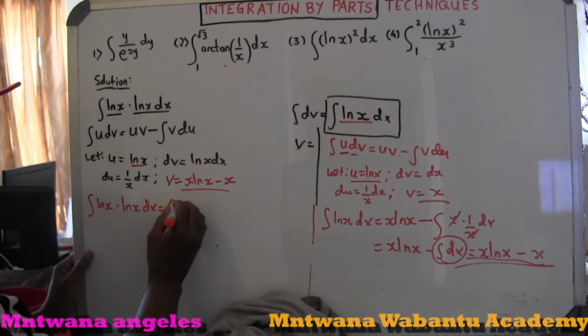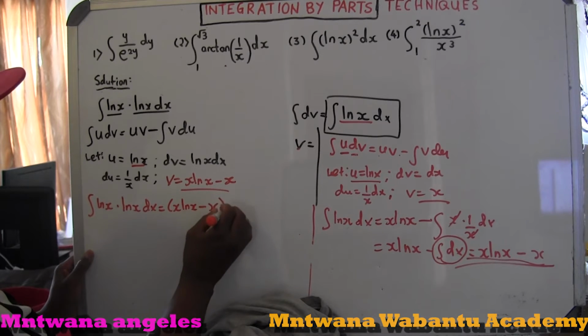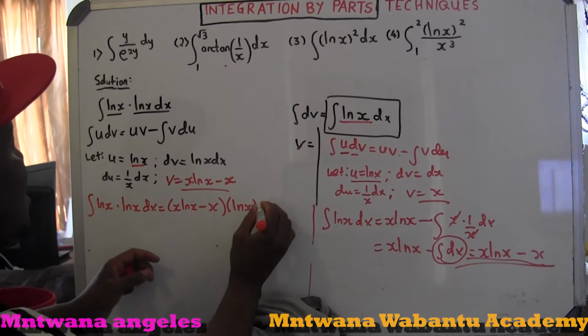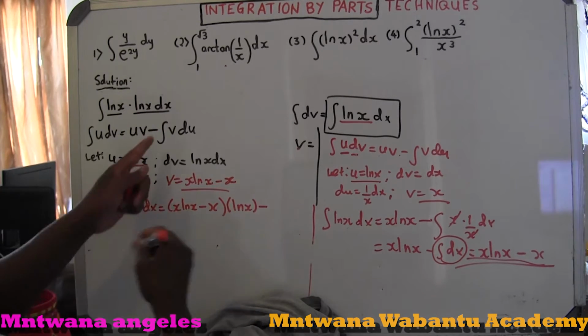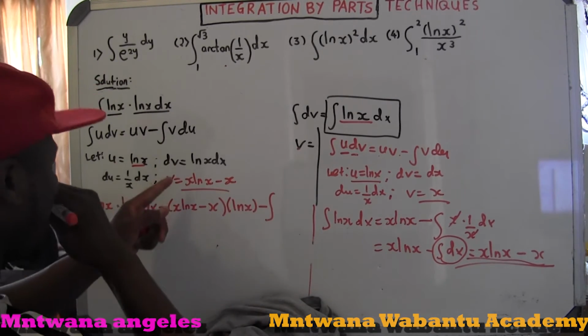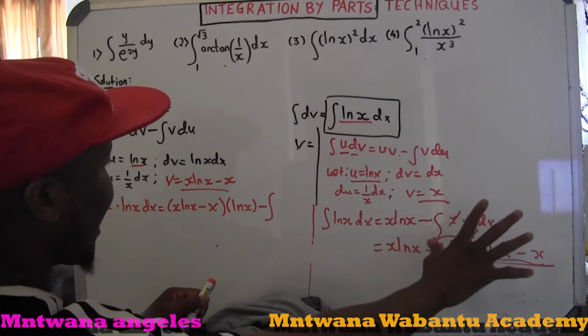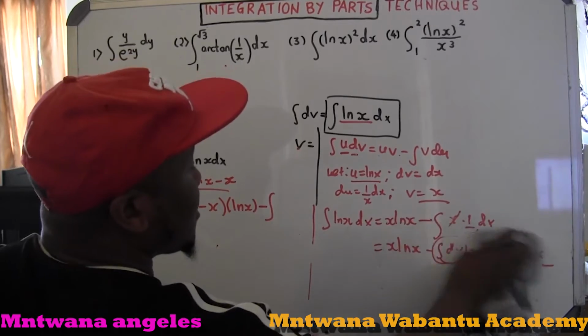So I'll say x ln of x, or ln of x. Some people say ln, some people say lean. Okay, and then minus integral v. What is v? v equal to x ln x minus x. So I'm going to erase this part. I don't need it.